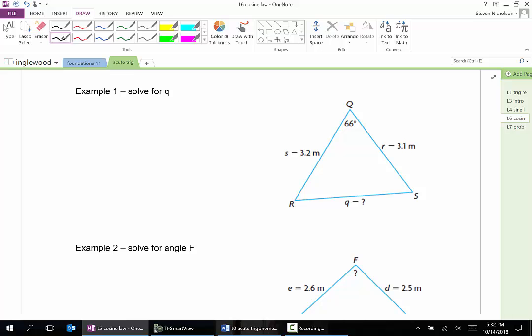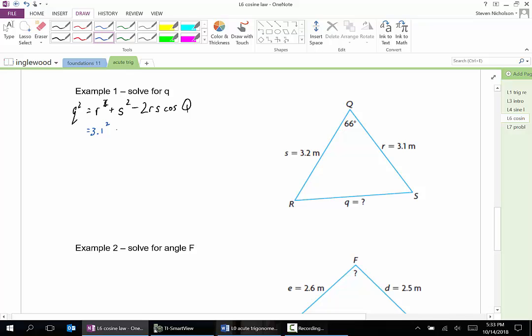So here's example number 1: solve for q, little q. If you are uncomfortable with the letters I've used in these examples, just change them to A, B, and C, anything you want. The little formula with the letters would be: whatever little letter squared is equal to the other two letters, r squared plus s squared minus 2 times r times s times the cosine of whatever letter we started with. There's a nice little pattern there. It's easy to remember if you had to. You don't have to memorize it, by the way.